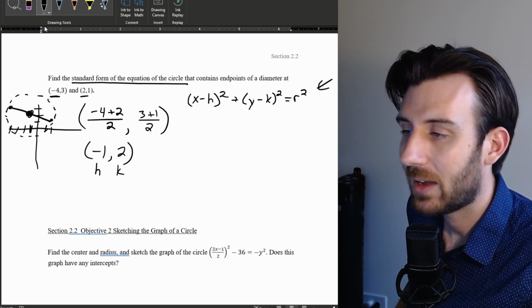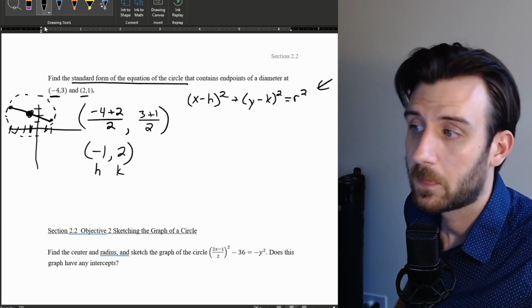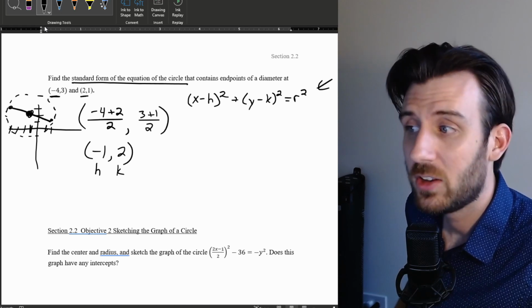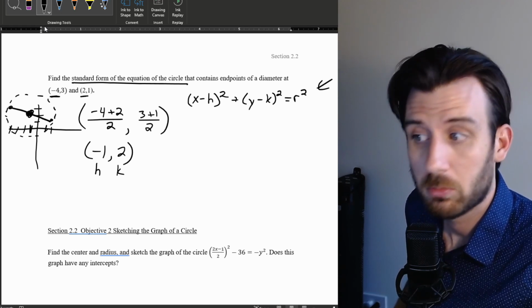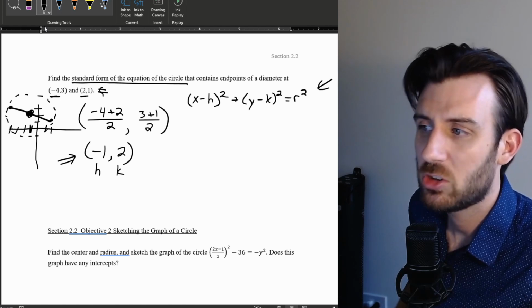What about my radius? Do I have a radius? Well, we have two different options here. We could find the distance between the center and one of these points. No problem. I have the center. It's right there. I have a point. This one right here. I could even use this point over here.